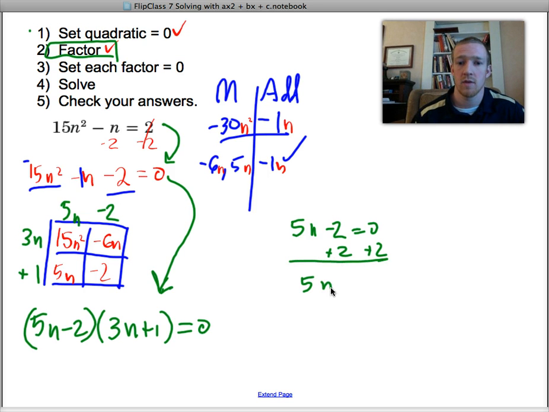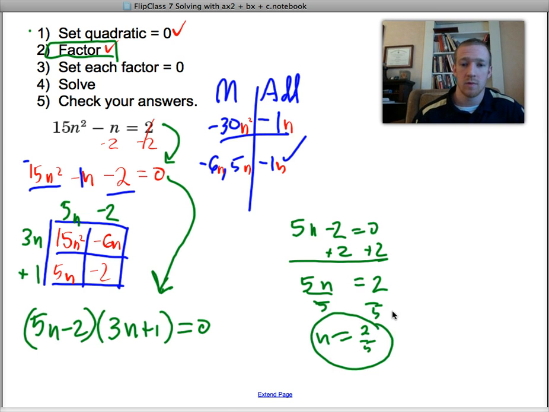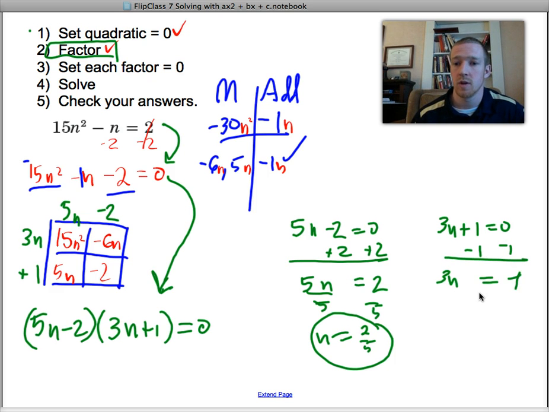And we get 5n equals 2. Let's divide both by 5. And we get n equals 2 over 5. And then if we set the other one equal to 0, 3n plus 1 equals 0. Minus 1, minus 1. 3n equals minus 1. n equals negative 1/3 if you divide both sides by 3.